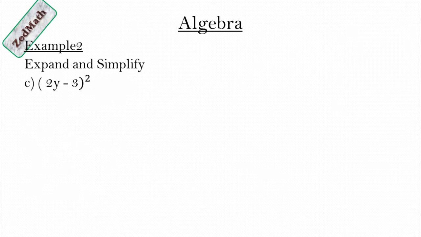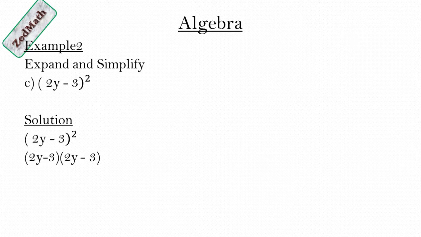So I've got another example which looks interesting. It says expand and simplify, in brackets 2y minus 3, outside the brackets there's power 2. So how do we go around that? Let's take a look at our solution. We have the expression that we've been given, which is 2y minus 3 power 2. Now we know that x power 2 is just the same as x times x. So we just write this twice, that is, we multiply it by itself like so: 2y minus 3, 2y minus 3. Then we start the usual expansion that involves double pairs of brackets.